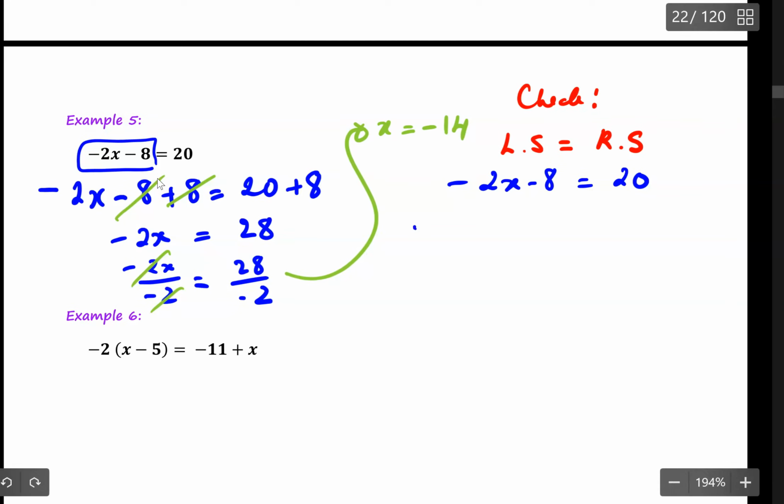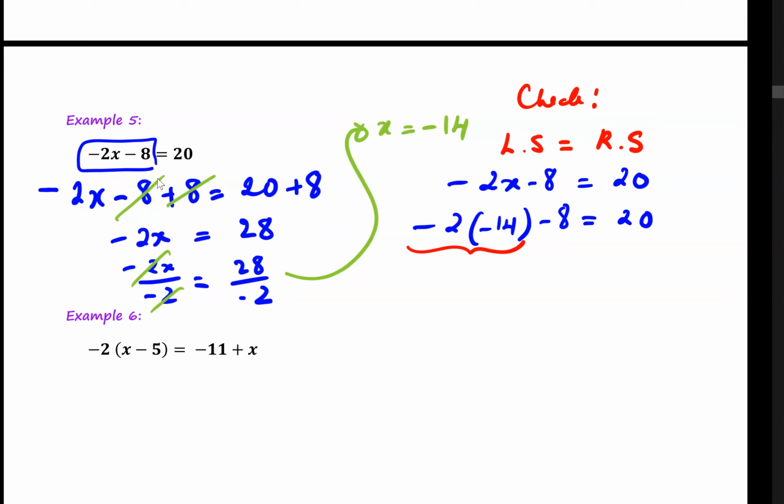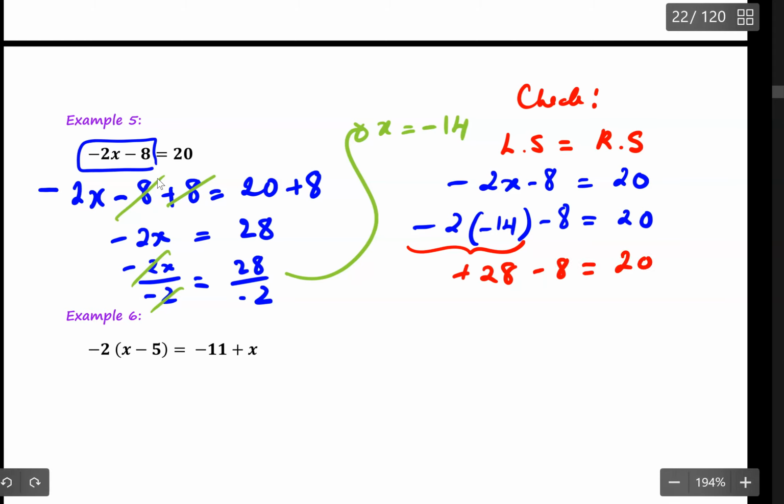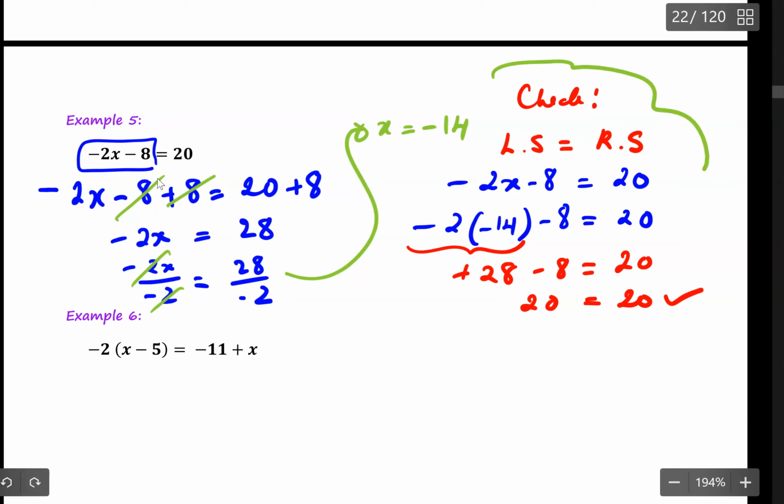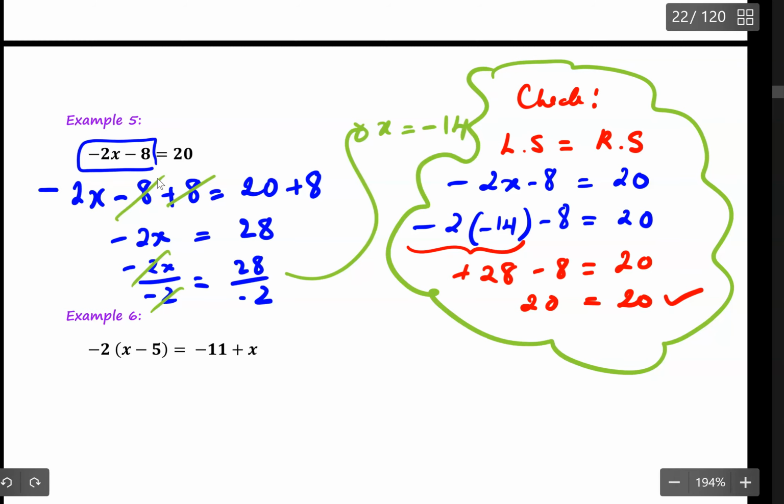So you are going to put in negative 2 times negative 14 minus 8 to see if it's equal to 20. Again, we need to obey the rule of order of operations. Order of operations says that I have to multiply first. So negative 2 times negative 14 should give me positive 28. Subtract 8 from that. I should have 20. So 20 equal to 20. Okay, very good. So again, this step is important. Pay attention to this.